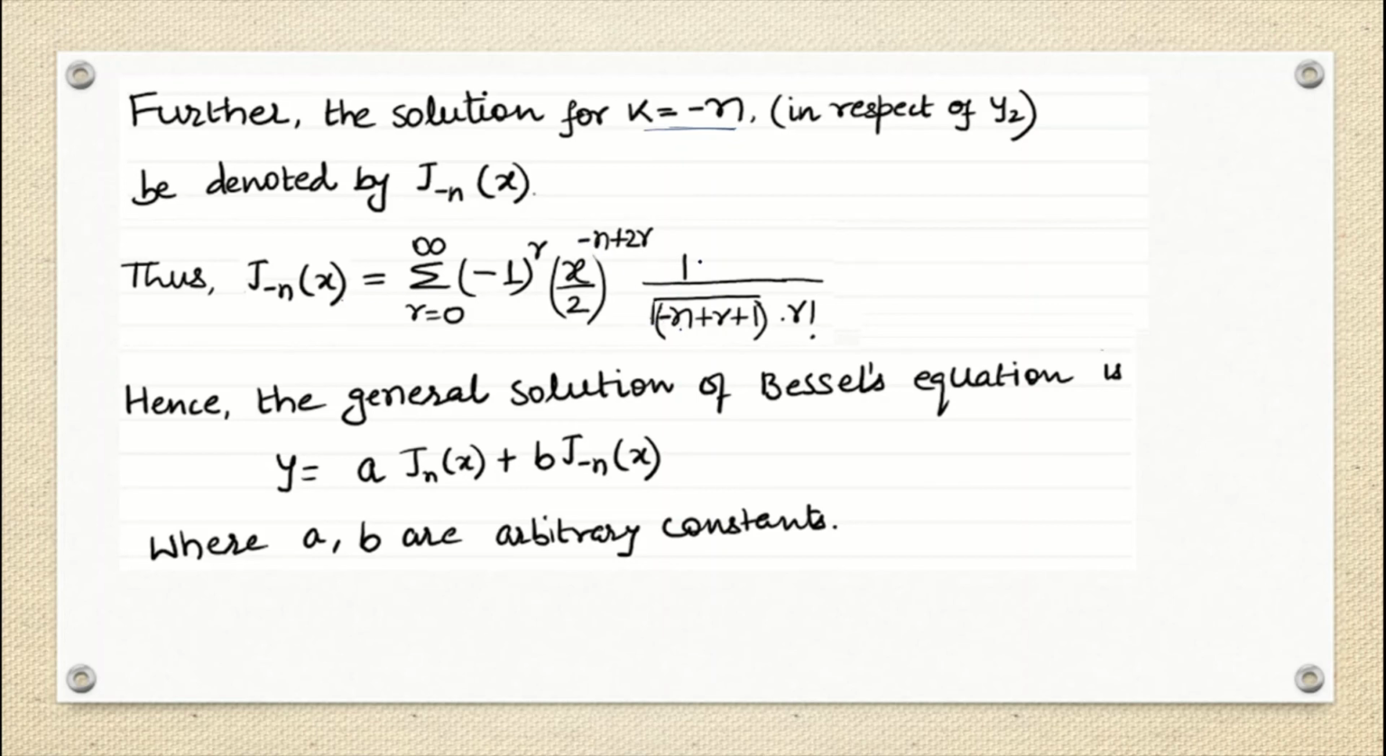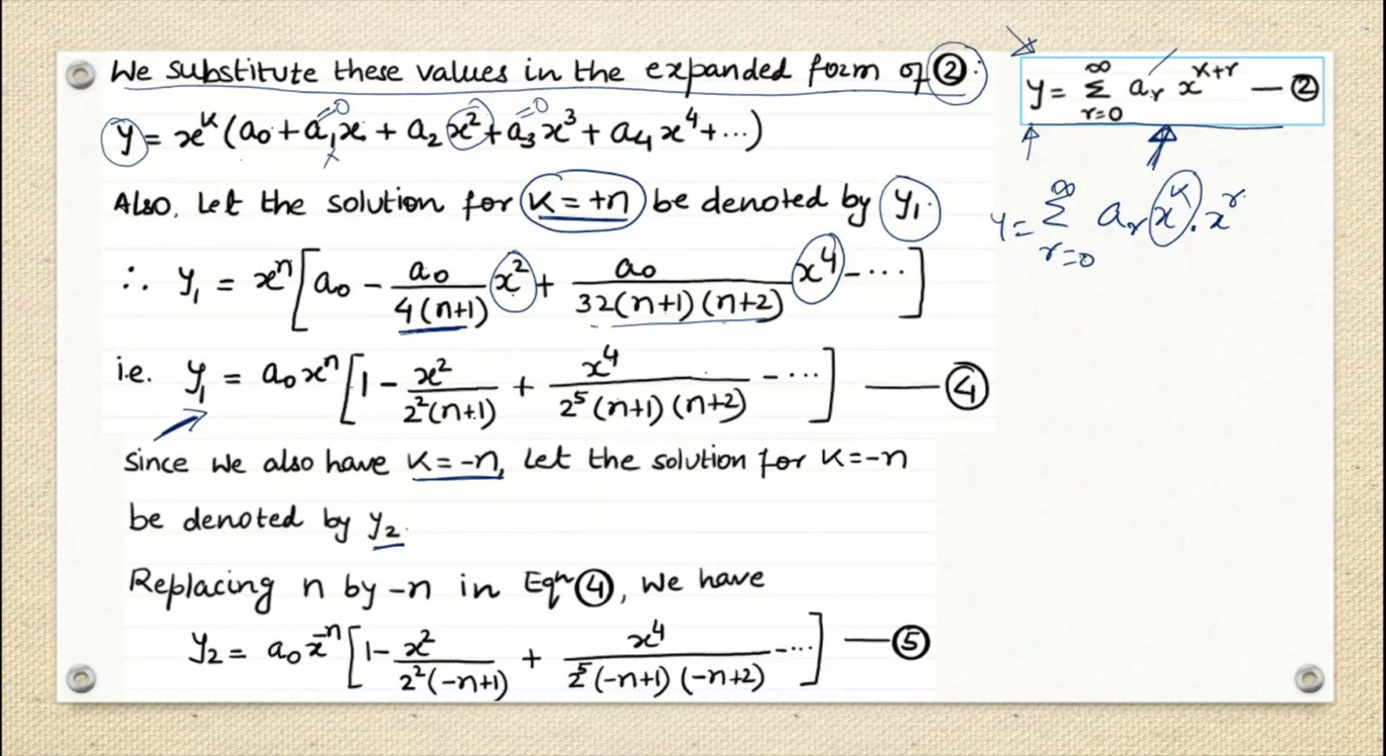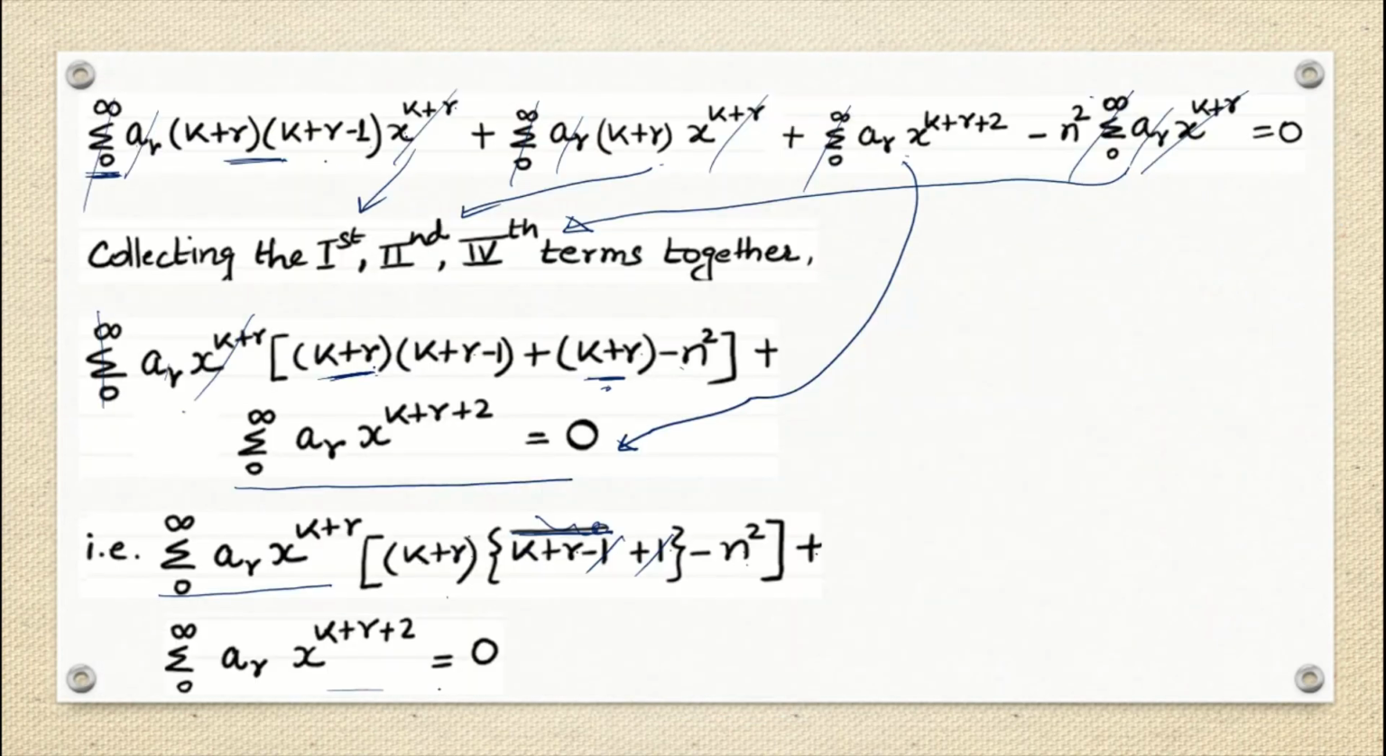And what is the general solution of the Bessel function? The general solution we said was my y, which is nothing but a linear combination of these two values: a Jn(x) plus b J minus n(x), where a and b are arbitrary constants. So this way we find the Bessel function using the series solution method. How we actually performed it: if you go back here, you can see all the things we have done.